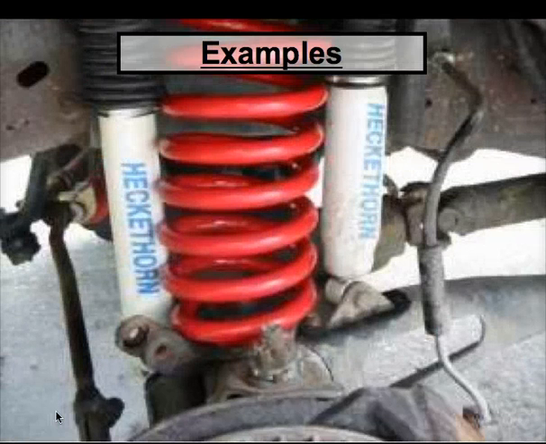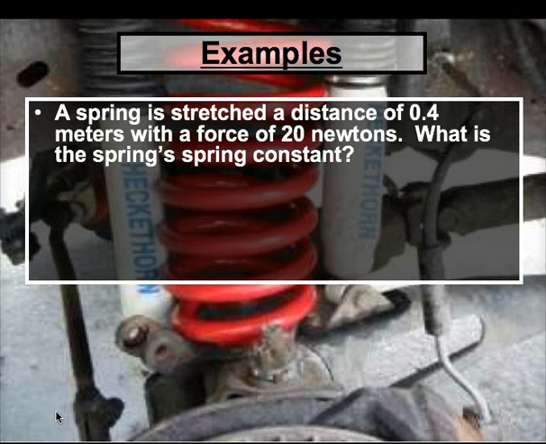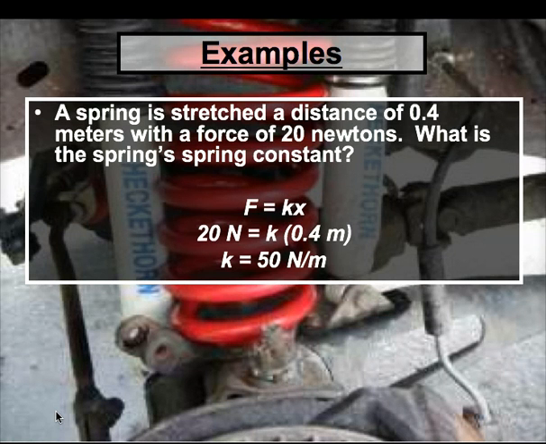Finally, here's the final example. A spring is stretched a distance of 0.4 meters with a force of 20 newtons. What is the spring's spring constant? So again, using the formula F equals kx, we get that the spring constant is 50 newtons per meter.